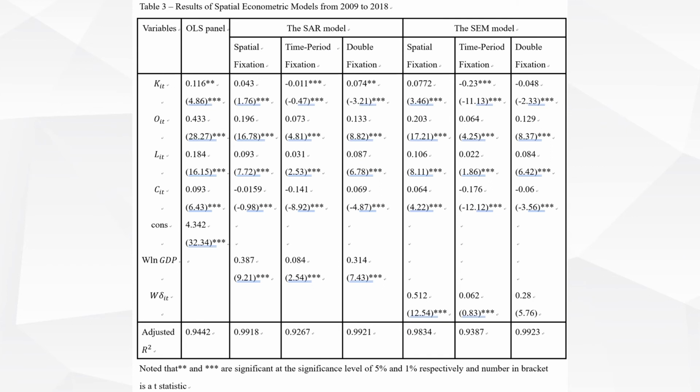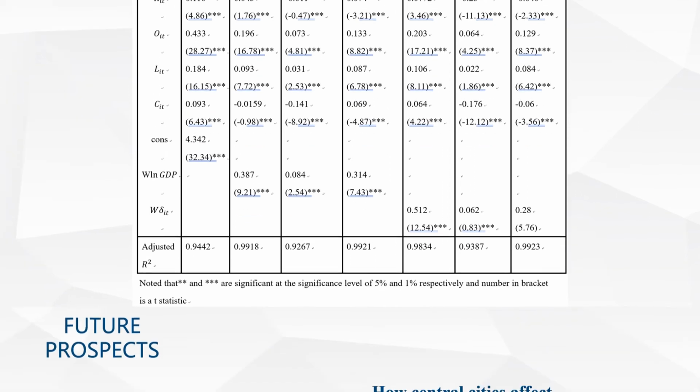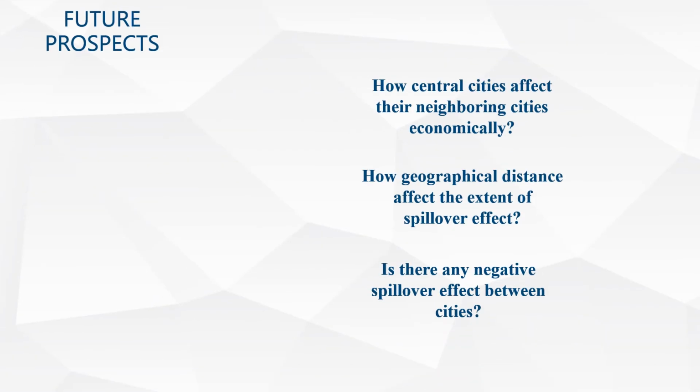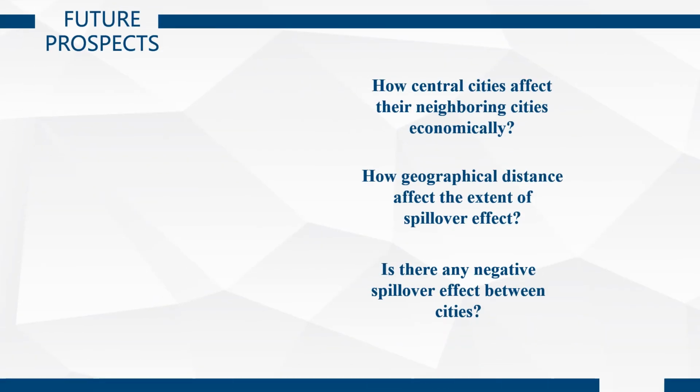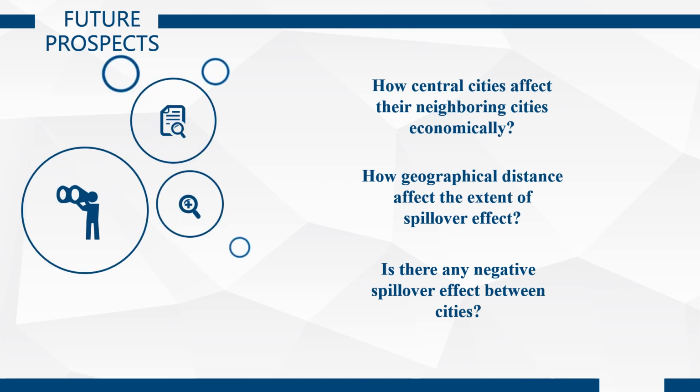In this slide, you can see the detailed results of the spatial econometric models from 2009 to 2018, but this might get a bit too technical. That's why we will go to the next slide and have a look at the future prospects. How do central cities affect their neighboring cities economically? How does geographical distance affect the extent of the spillover effect? And is there any negative spillover effect between cities? These are interesting questions that we need to ask ourselves.